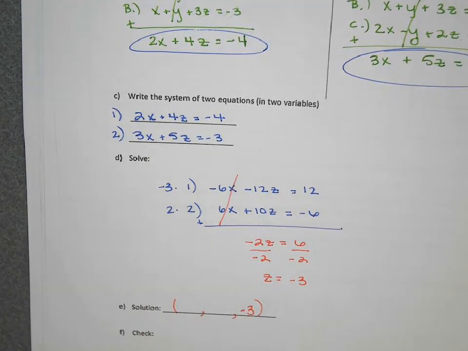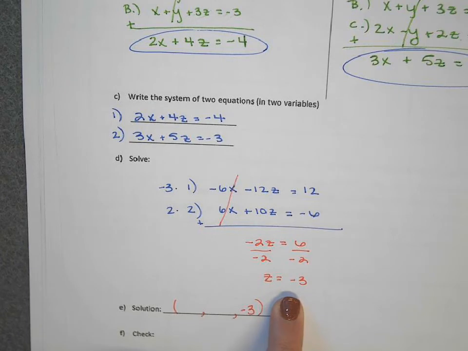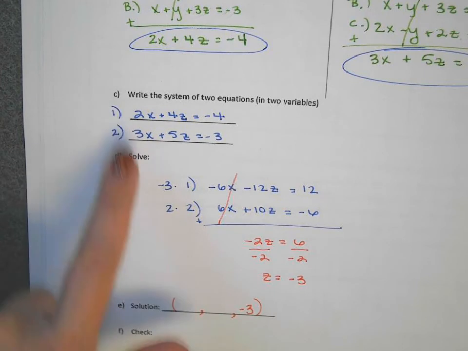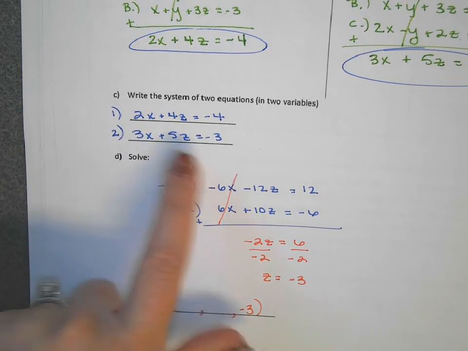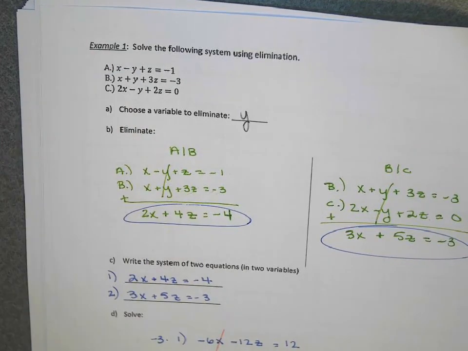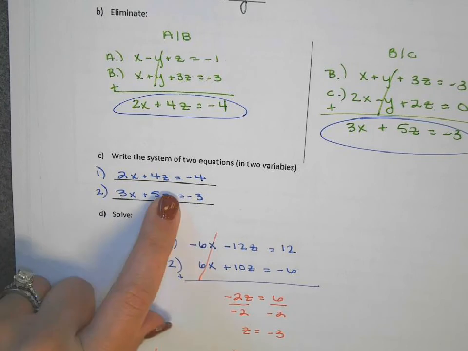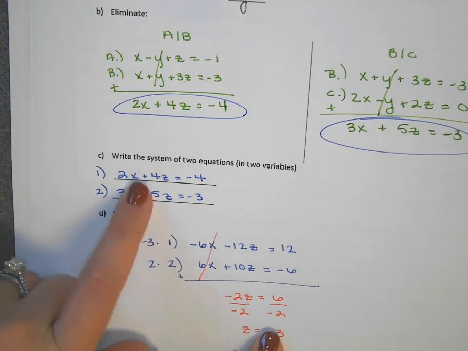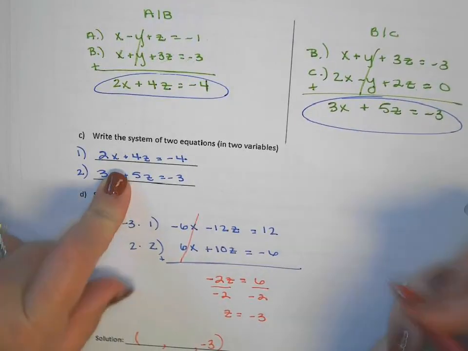How can I find any of the other variables? Plug them in. Where should I plug z is negative 3 into? You have to plug it into either 1 or 2, the ones that only have x or z in them. You can't plug them back into the original yet because you would still be missing x and y, and then we wouldn't solve for it. So we have to plug it into one of these, just like we would if we were solving that system.